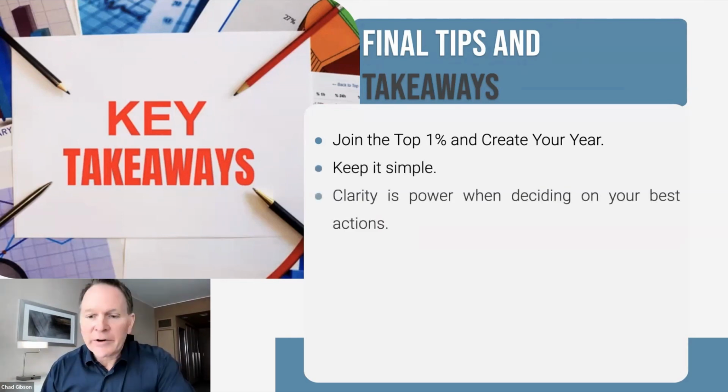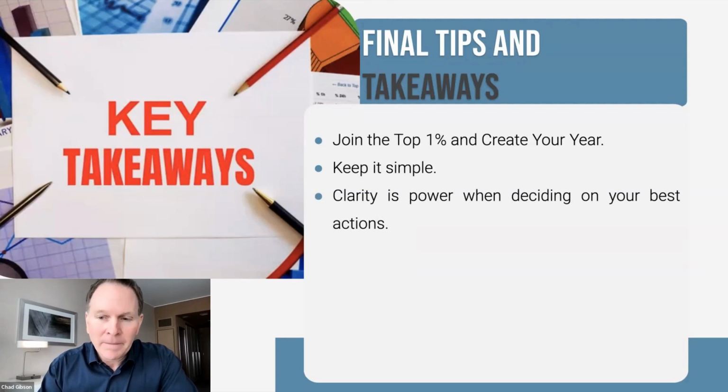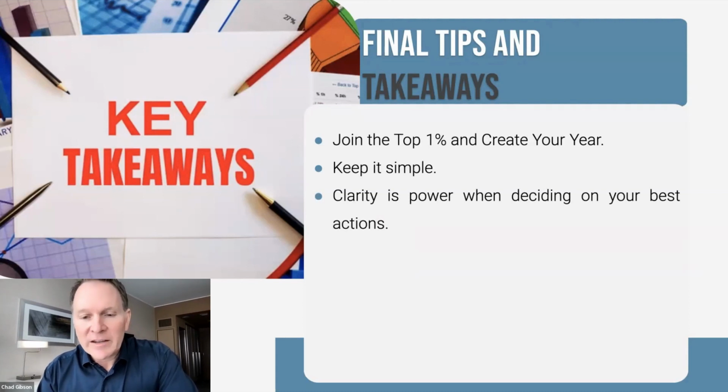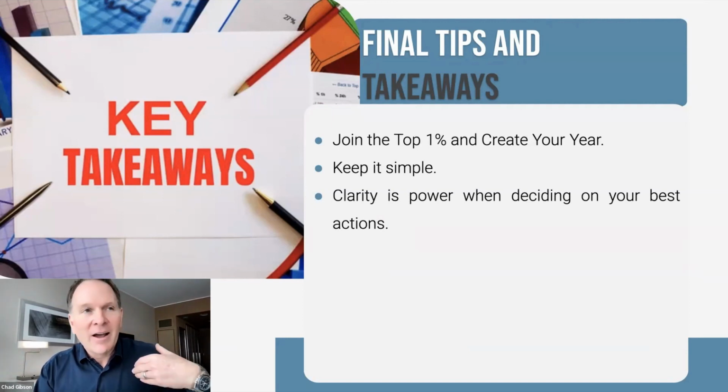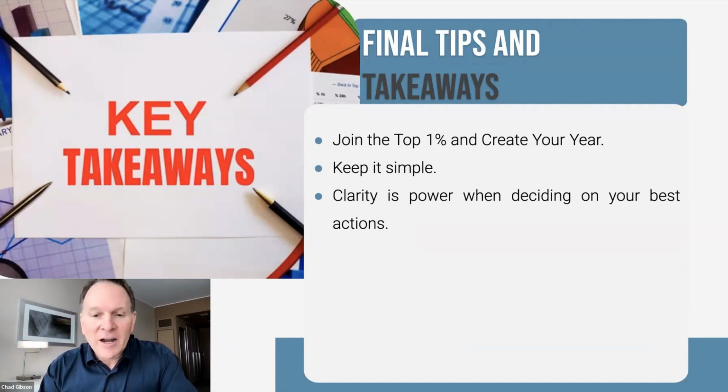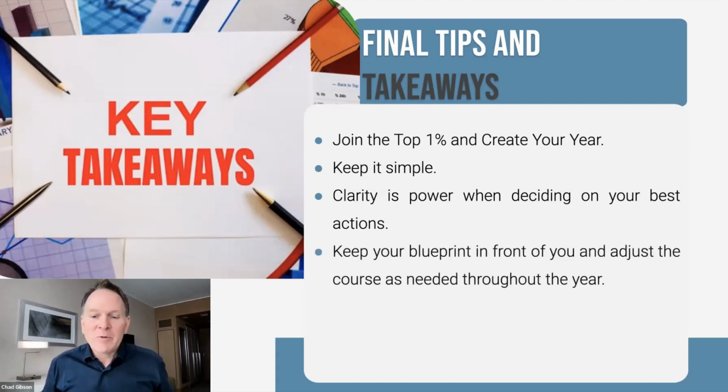Keep it simple. Clarity is power when deciding your best actions. You get clarity on the team when your actions and your priorities are aligned as a team and they're in the calendar. That's where clarity comes from as a team. Clarity is not knowing the answer in advance. Clarity is knowing that we have the space, the room, the occasions, and the team thinking together through these things, because we're not going to answer everything on how to create this year's breakthrough or getting better. We're going to discover it together through the year, and we have occasions to keep discovering it together. All right, keep your blueprint in front of you and adjust course as needed throughout the year.